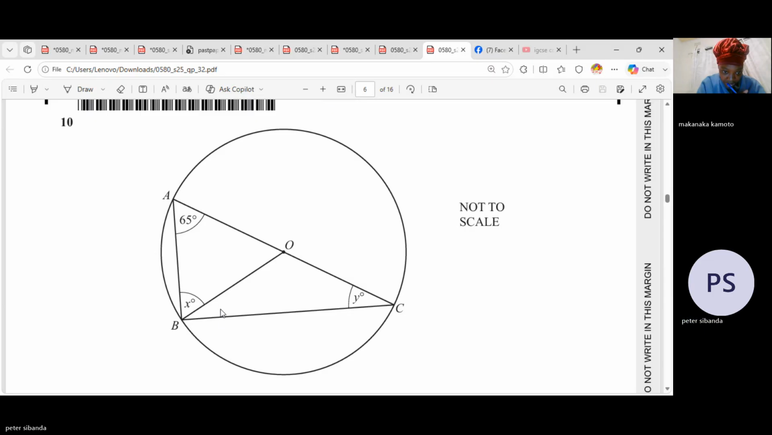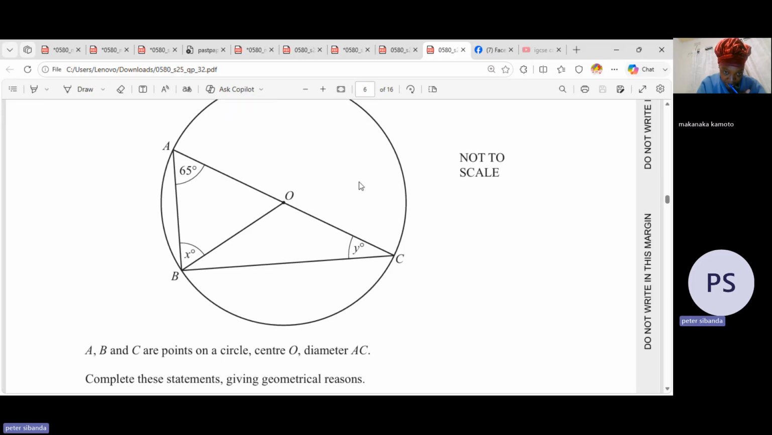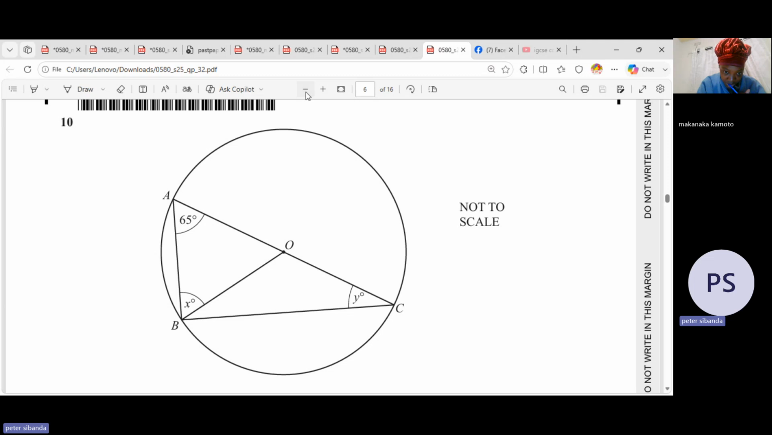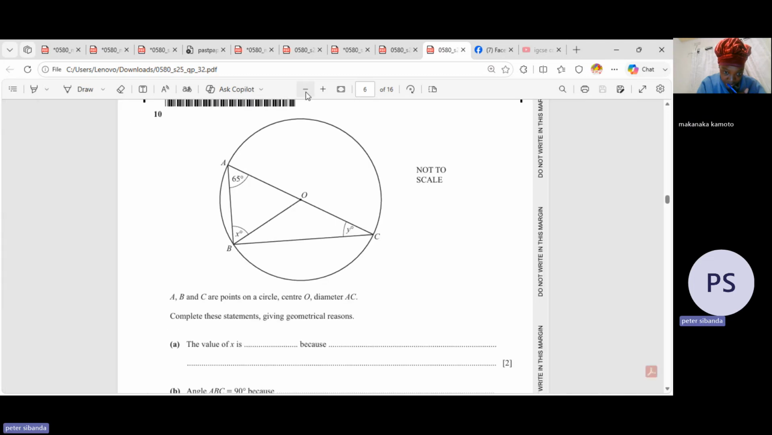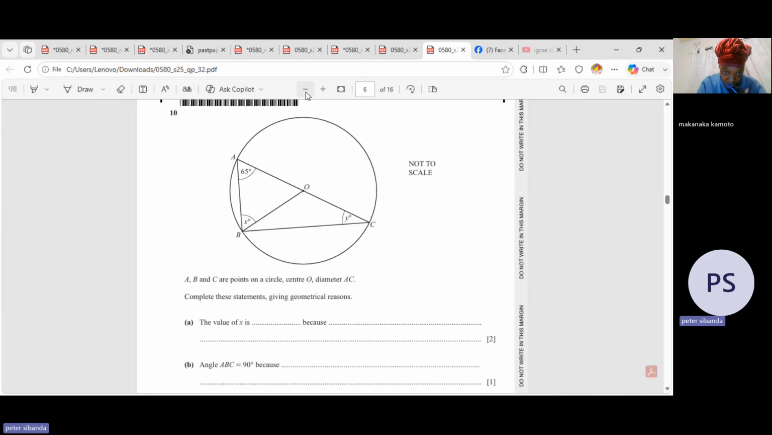My advice is don't focus on finding x and y first. Focus on the angles you can find. Find all that you can find first, and then you can come back and look at the questions being asked.